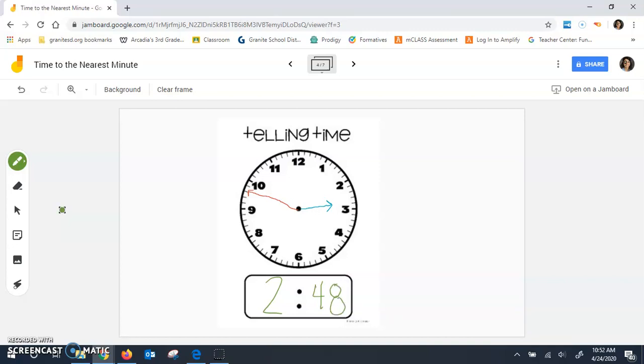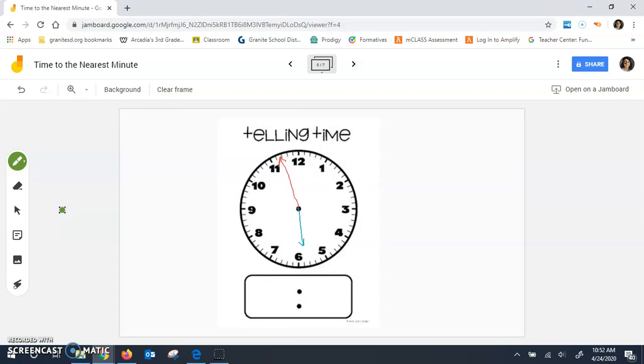Okay, watch that hour hand. Some of you want to say, oh no, that's 3. It's closer to the 3. Doesn't matter. We haven't gone all the way around to make it 1 hour. It's about to be 3, but it's not quite 3. It's 2:48. Let's take a look at this one.